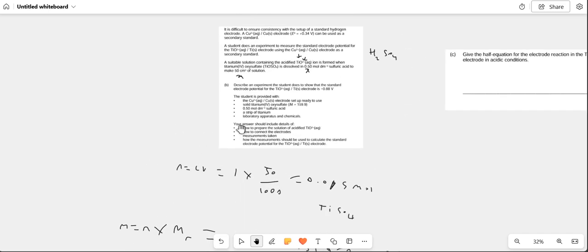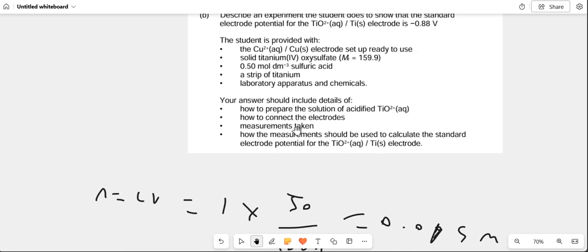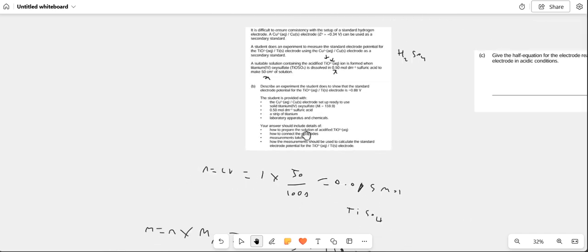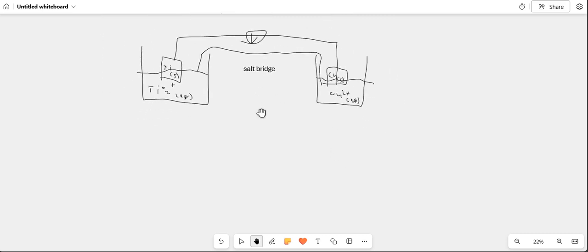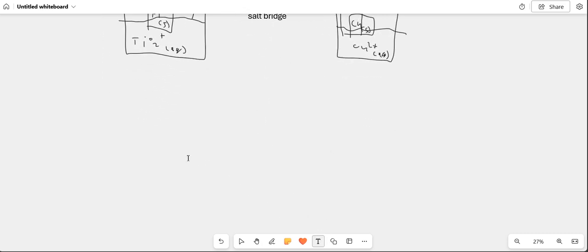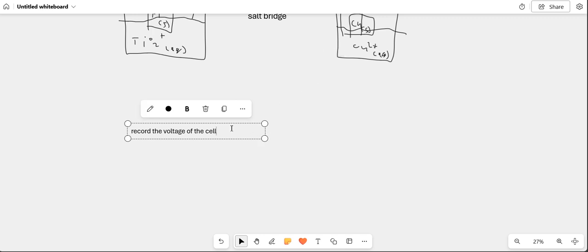Let's look at what else they want here. It should include details of measurements taken. So what measurements are we taking here? Well, obviously we're going to have to record the voltage of the cell. That's the whole point of this, innit? It's to find the voltage of the cell. By the way, what we're trying to do here, according to the experiment, is find the voltage of one of these electrodes, whichever, we'll find out in a minute. Record the voltage of the cell here.